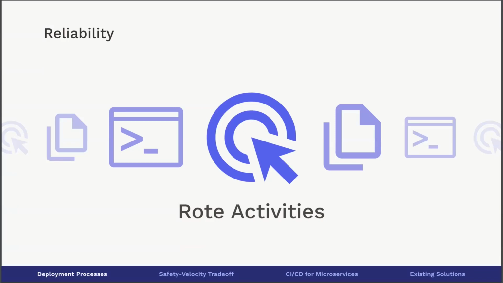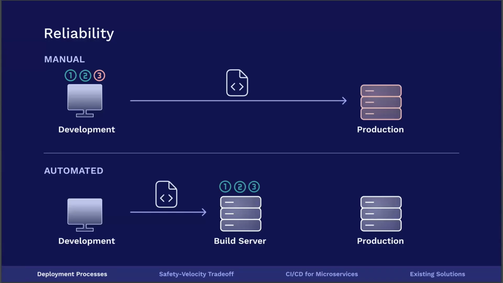Another reason for these differences in reliability is that each step in a deployment process is really just a set of rote activities, like running commands, clicking through an interface, or maybe adjusting configuration files. Build servers, of course, are machines, which makes them better than humans at performing these kinds of rote activities in a consistent and reliable manner. For example, a developer might forget to run a few tests, but a build server, assuming it's configured properly, probably won't.